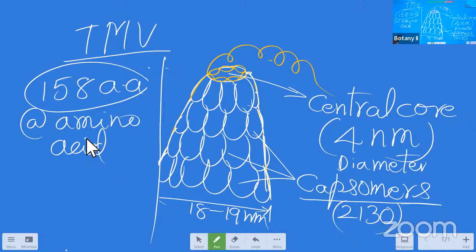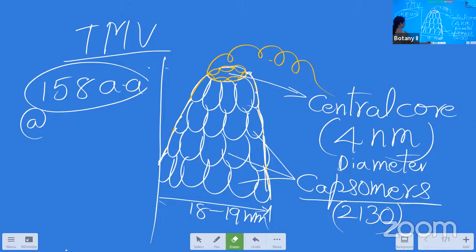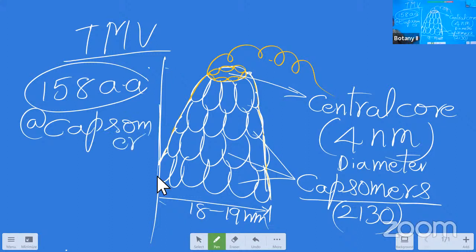Okay. Every capsomer is having 158 amino acids in them. So like that, how many capsomers are there? 2130. Okay. Those many amino acids. No need of the further thing.